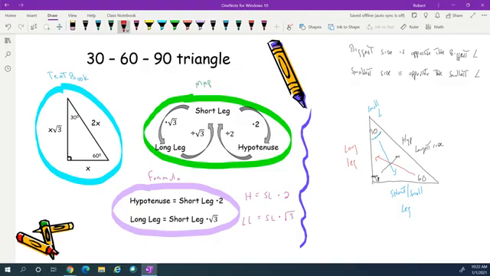Those are your formulas. Those are your only formulas. If you were given the hypotenuse, the only thing you can do is get the short leg. And if that's not what you want, then there's a second step. But sometimes you're just stuck. That's all you can do with the formulas you have. It just means there's more than one step. So let's look at a couple examples. And again, we're going to keep these two formulas or relationships in mind. The hypotenuse equals the short leg times 2. The long leg equals the short leg times square root 3.